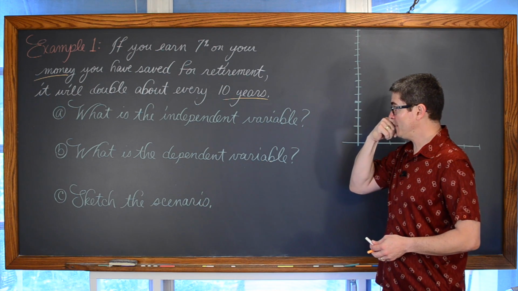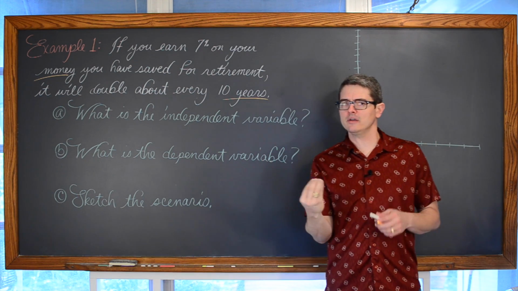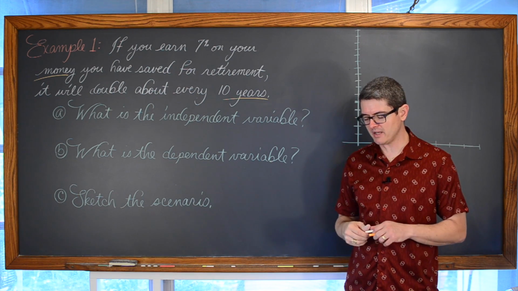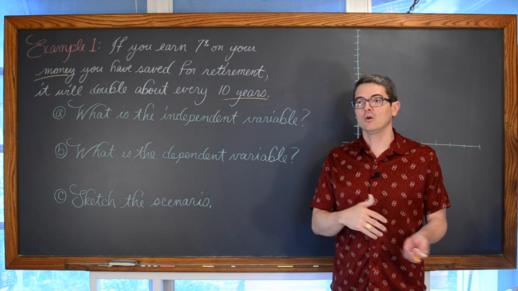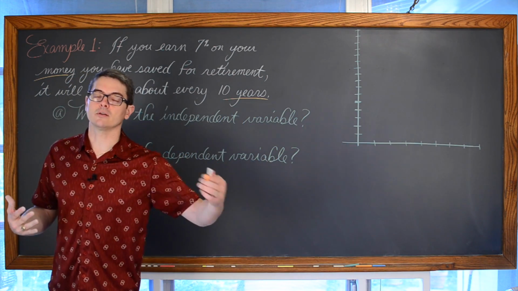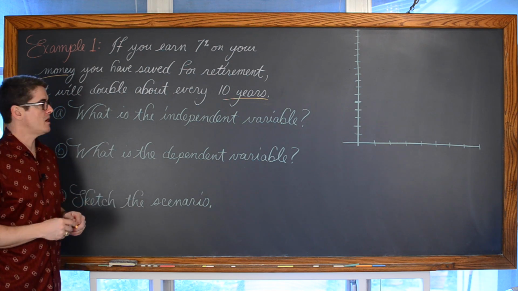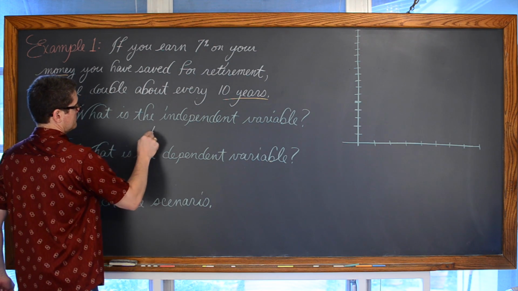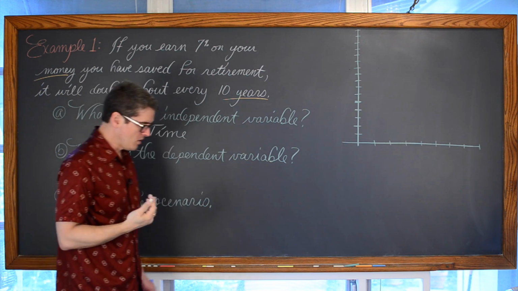So the independent variable is what you have control over, if that fits the real world setting. And certainly I can control when I start saving for retirement. Do I want to save early when I'm in my late teens and 20s, or am I going to wait a little bit later in my life to start saving for retirement? So I have control over that period of time. So the independent variable is, well, time. And what's the dependent variable?